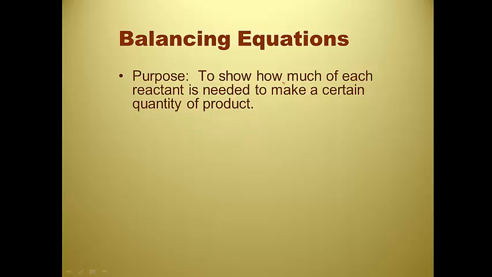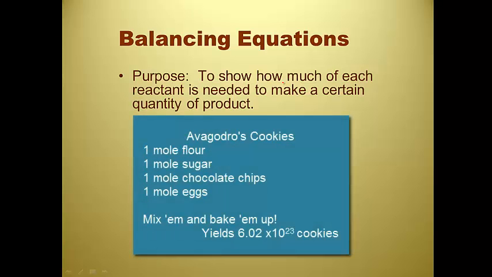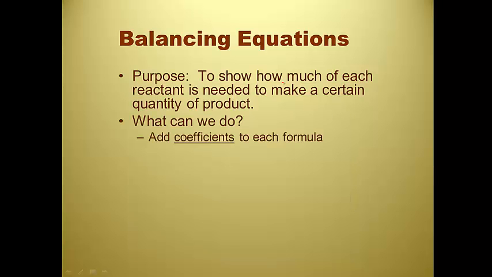Alright, so the purpose of balancing equations is to show how much of each reactant is needed to make a certain quantity of product. You can think about this as being analogous to having a recipe for cookies. A recipe for cookies would tell you how much flour, how many eggs, how much sugar, how many chocolate chips you need, and it would also tell you how many cookies it yields when it's done.